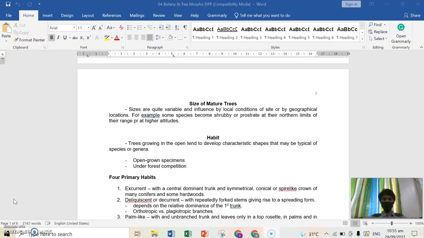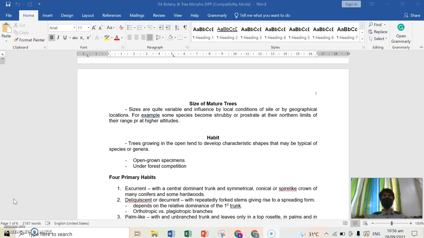Now, last video, we ended with a discussion about the size of mature trees. It is very important that we also take size into consideration in identifying trees, because there are certain tree species or families of trees that tend to grow really big and really tall. Examples are, most commonly, the Dipterocarp species. Most species from the Dipterocarpaceae family, like Yakal and Lawaan, are trees that can reach heights of 50 to 60 meters at maturity in situ.